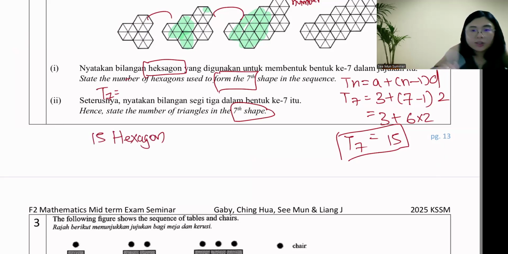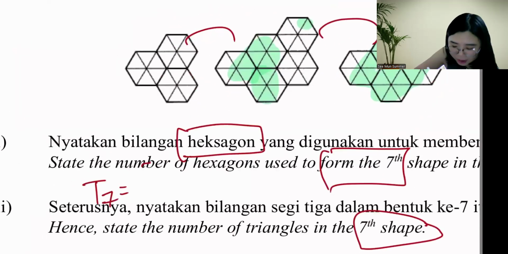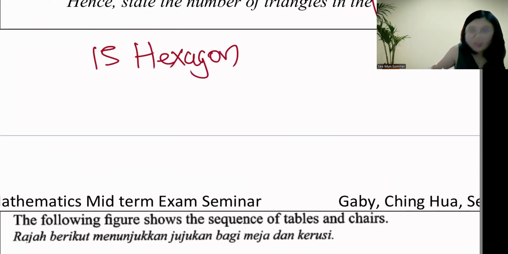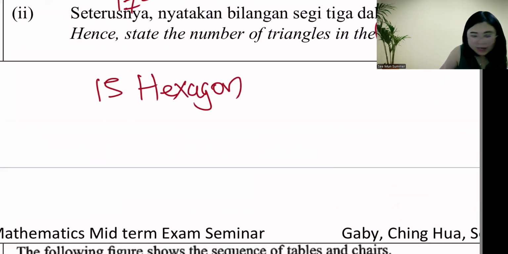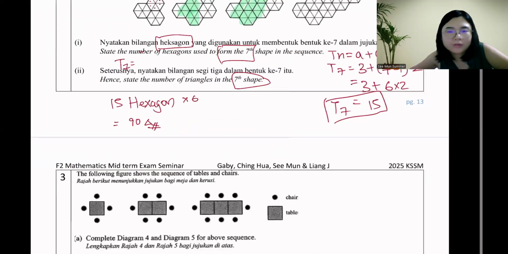So one hexagon has how many triangles? 1, 2, 3, 4, 5, 6. One hexagon has 6 triangles, correct? So we need to times 6. Ta-da! 90 triangles. Okay, cool. Steady.